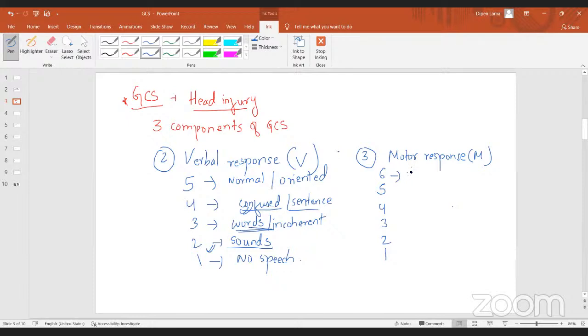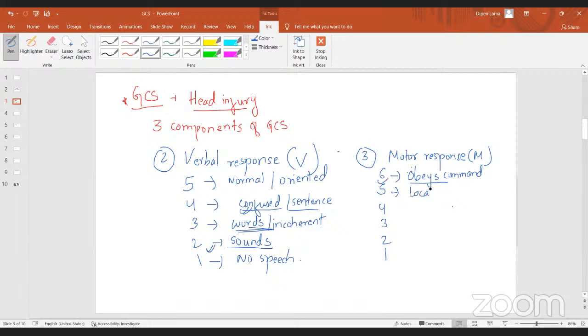The maximum score is the normal one, that is, always command. This is important. If he or she obeys the command, then we give score 6. If we tell the patient to move his or her leg, and the patient moves it, then we give the score 6. If he or she obeys the command, the score is maximum 6.